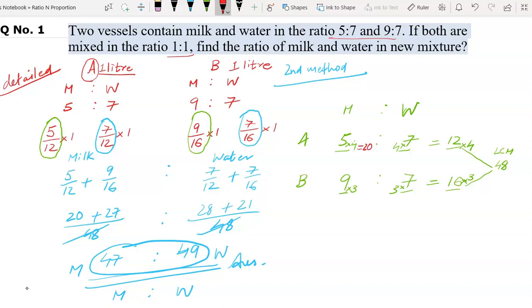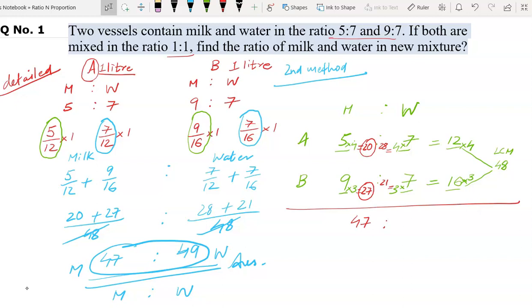4 into 7 is 28. 9 3s are 27. 7 into 3 is 21. Now what we will do, now in vessel A milk is how much? Milk is 20, and in vessel B milk is 27. So we will add it. 20 plus 27 is 47.